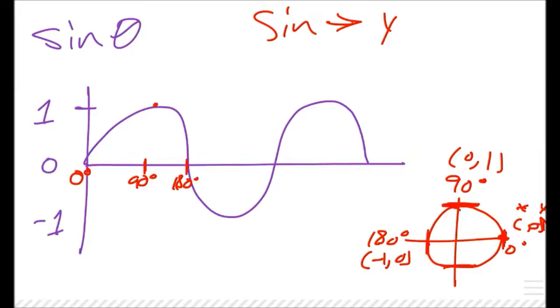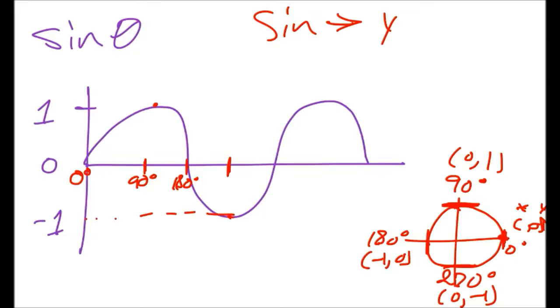All right, then we're going to move down to this position. So we're at 270. And when I do that, I've moved down -1 in the y-axis, but I haven't moved left or right from the origin, so my x coordinate would be 0. So I would have 0, -1. That means that right here, when I'm at -1, okay, this must be 270 degrees.